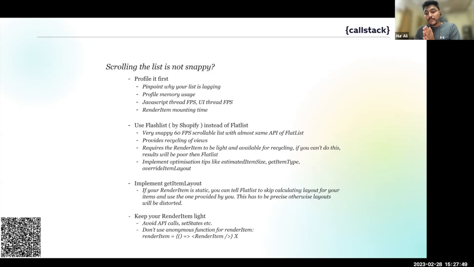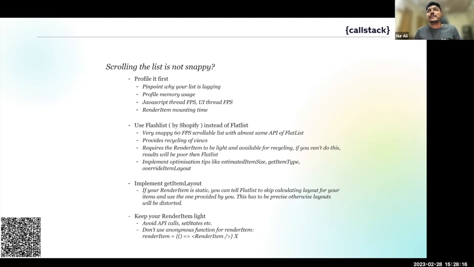And this has to be very precise. We have seen cases where this wasn't precise and the layout would change over scrolling. That is pretty bad UX, so you have to be wary of that. So a good rule of thumb: always keep your render item light. Don't call APIs, don't set states if you could, and just don't do that.